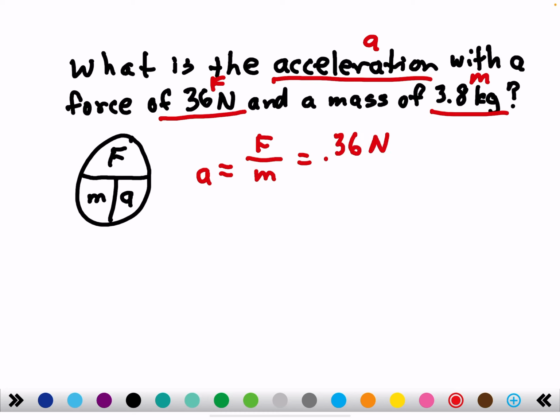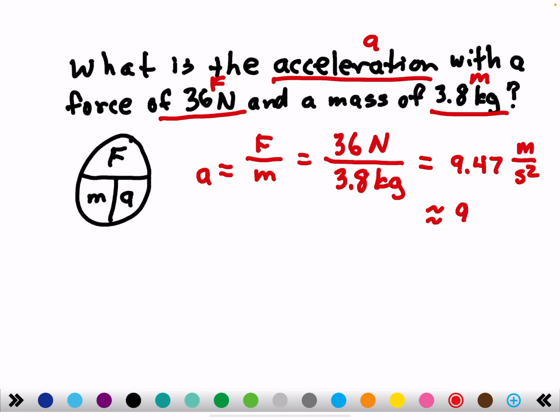The force is 36 newtons divided by the mass of 3.8 kilograms, and 36 divided by 3.8 is about 9.47 meters per square second. But notice that both your force and your mass have two significant figures. So we'll write this answer as 9.5 meters per square second in order to write it with the correct number of significant figures.